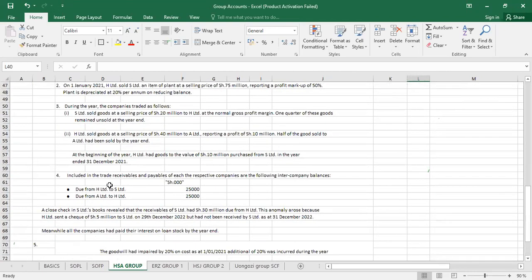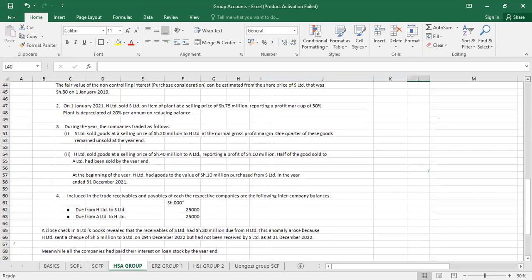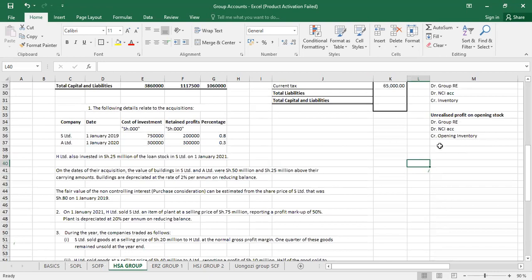Included in the trade receivables and payables in each respective company was this one, due to H and S. Then this one is an intergroup balance, isn't it? This one will not appear because we don't consolidate an associate. A close check in S Limited's books revealed that the receivable of S Limited had 30 million due from H. This anomaly arose because a cheque of 5 million had been sent to S on 29 December 2022, but had not been received. So that one is cash in transit, isn't it? So you have intergroup balances.